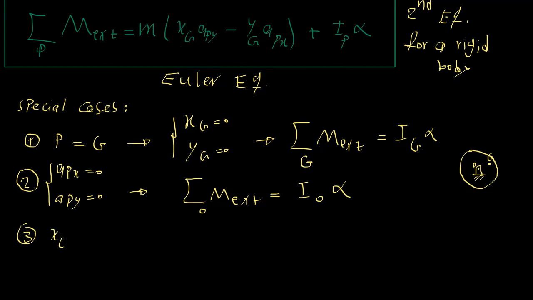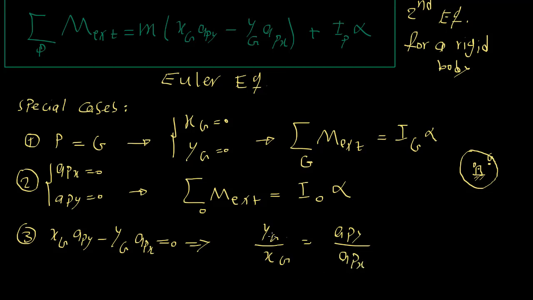So if x_G a_Py minus y_G a_Px is equal to 0, then we get y_G over x_G is equal to a_Py over a_Px. And what does this mean? This means that if the point that we are considering as a reference point, P, has an acceleration that passes through the center of gravity, center of mass, then again, the Euler equation reduces to sigma M is equal to I_P alpha.